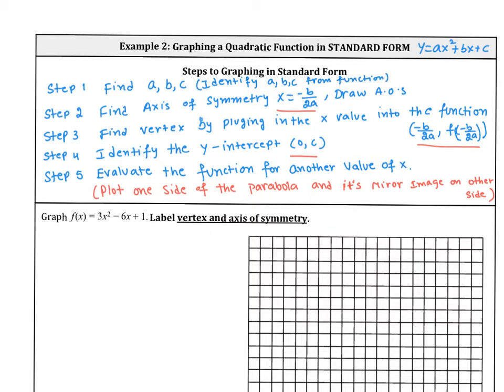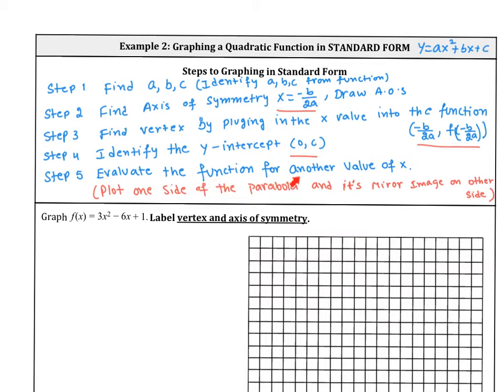Next step is to find the axis of symmetry using the formula x equals negative b over 2a and draw AOS, which is axis of symmetry. Step number 3, find the vertex by plugging in the x value into the given equation and find y. So it will be like x comma y. Step number 4 is to identify the y-intercept, that is always the number that is without x. So it's going to be 0 comma c.